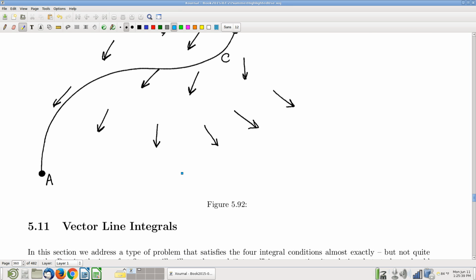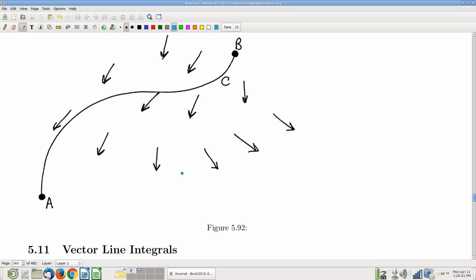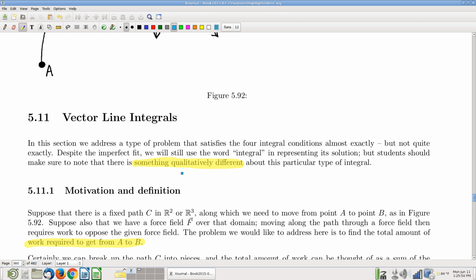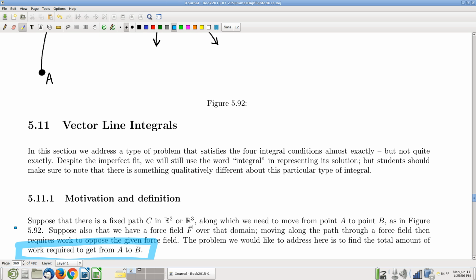Now why do we care about vector fields? Why do we care about vector fields in this course anyway? This is a new kind of problem that I want to consider. This is a new physics problem. I want to compute the amount of work that it takes to accomplish a certain task.